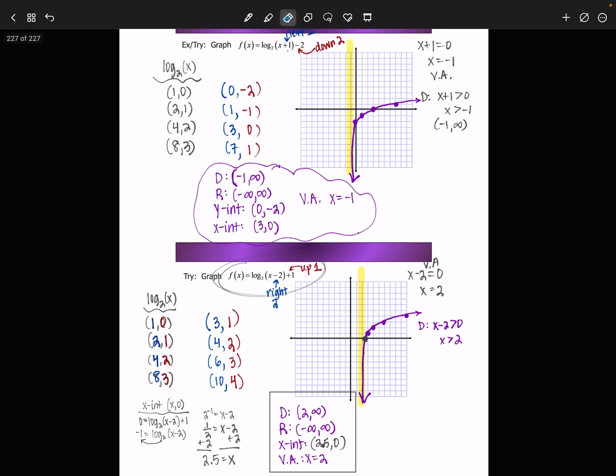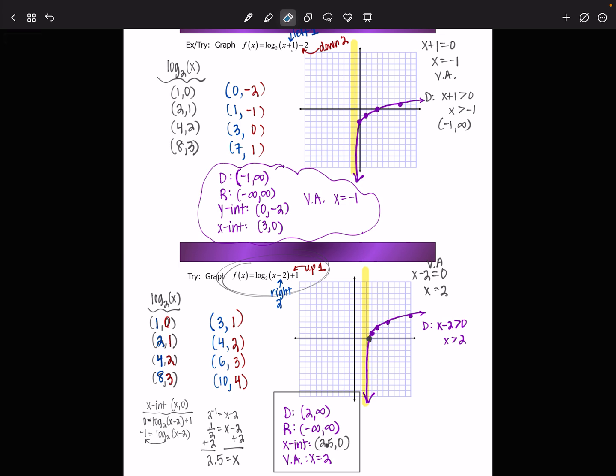So this concludes our exponential and logarithmic function unit. This is our last lesson in that unit. Graphing is not too difficult once you know those parent functions. So getting to know those parent functions is super important.